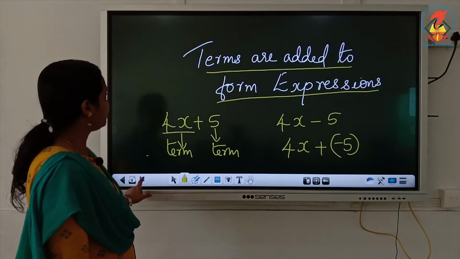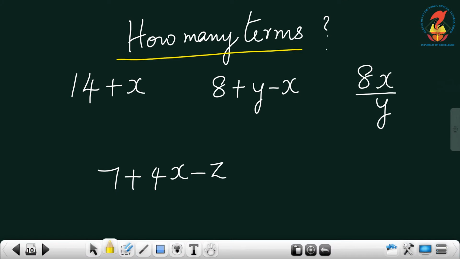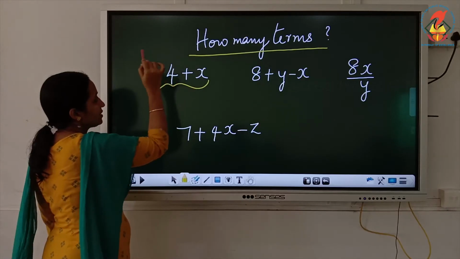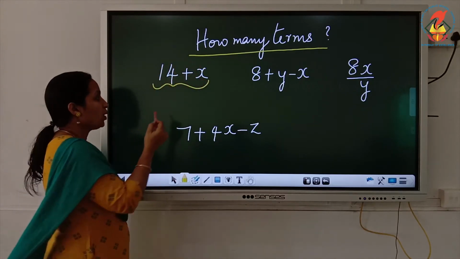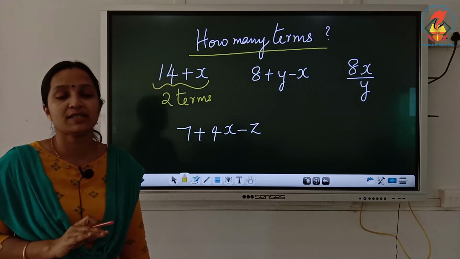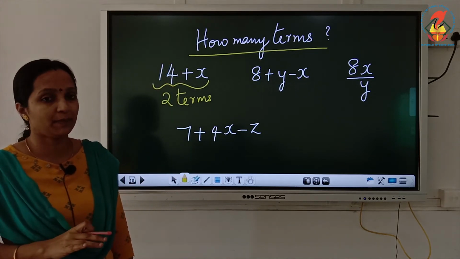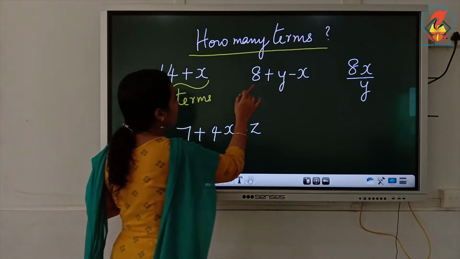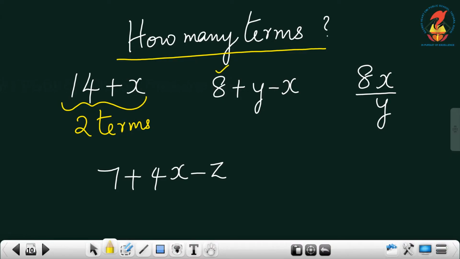Okay. Now, just find out how many terms are there. Look at the first question. How many terms are here? This is the first term and this is the second term. And we already studied that addition sign and subtraction sign separate the terms. But remember, multiplication sign and division sign do not separate the terms. Now, here how many terms are there? First term, second term, third term. So, 3 terms are there.